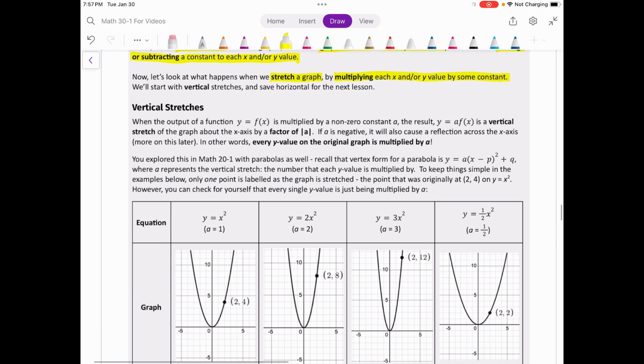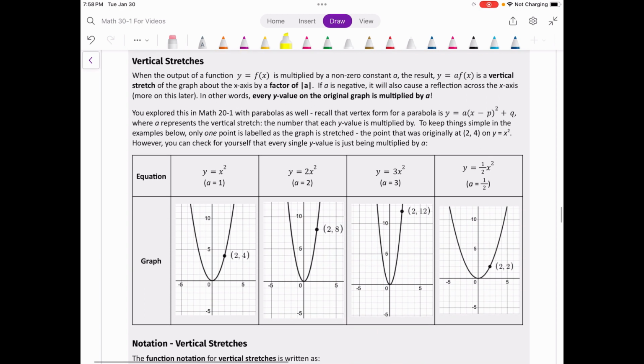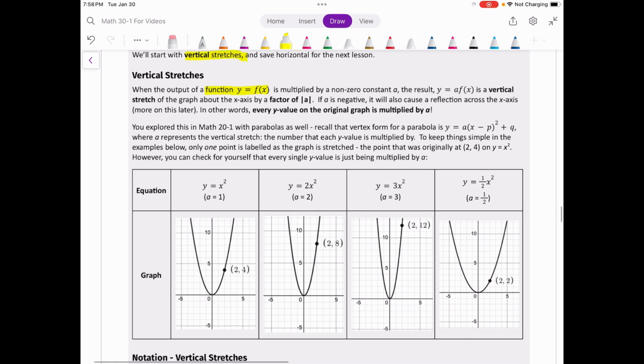Like I said, we'll start with vertical. We're going to save horizontal for the next lesson, okay? But when the output of a function, when our y values, probably shouldn't be too shocked that for a vertical stretch, the y value gets multiplied by something, right? In order to vertically stretch something, we want to change its y value, multiply y by something. And so for a vertical stretch, we multiply it by a non-zero constant.